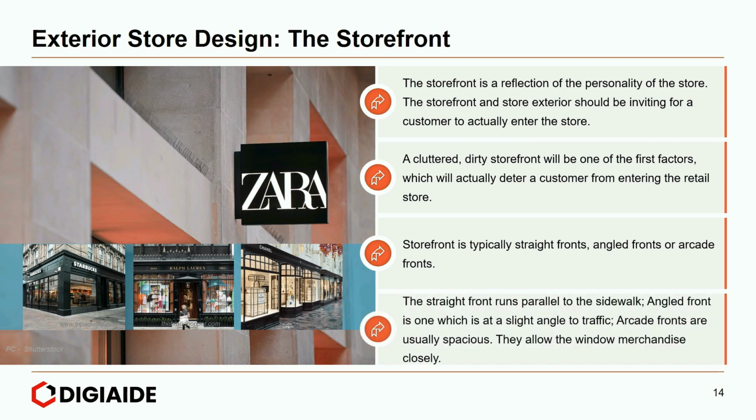The straight front runs parallel to the sidewalk. Angle front is one which is at a slight angle to the traffic, and arcade fronts are usually spacious. They allow the window merchandise closely.